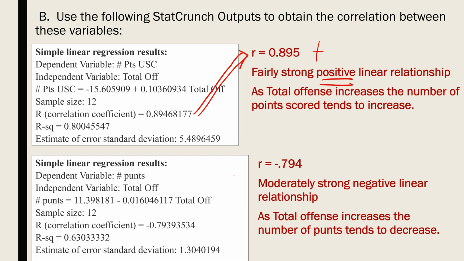From the second output, we can see the correlation coefficient is -0.794. We say there is a moderately strong negative linear relationship. It is a negative linear relationship because the correlation coefficient is negative. In other words, as the total offense increases, the number of pounds tends to decrease.